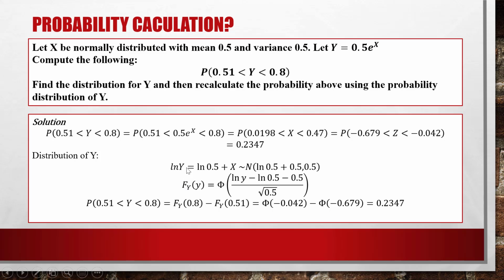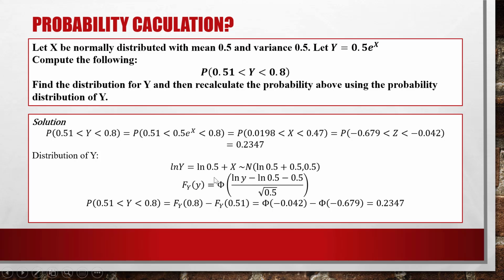So using the last slide, we got the cumulative distribution function of y, capital F_Y, is equal to phi of the natural log of y subtract the natural log of 0.5 subtract 0.5, over the square root of 0.5. And now we can basically use this distribution to calculate the probability. So the probability that 0.51 is less than y, less than 0.8 is equal to F_Y(0.8) subtract F_Y(0.51), because it's basically just the probability that y is less than 0.8 subtract the probability that y is less than 0.51.